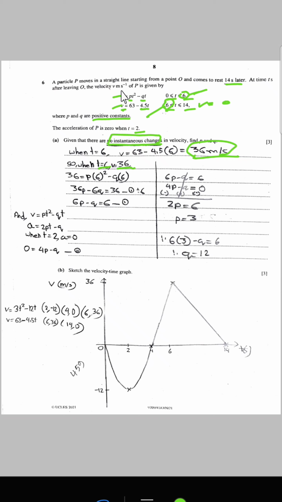We put these values in expression 1, since there is no instantaneous change in velocity. So we put these values in expression 1 and find an equation in terms of p and q, referred to as equation 1.